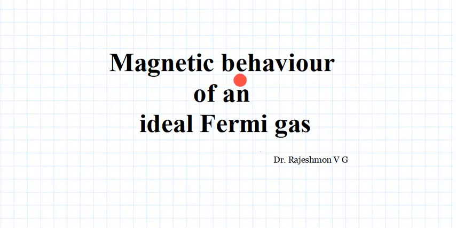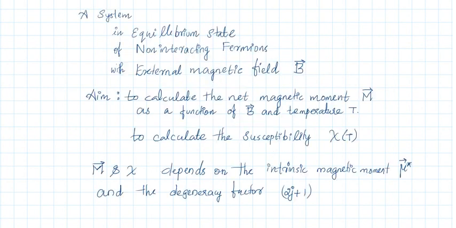In this lecture, we will discuss the magnetic behavior of an ideal Fermi gas. So, we will consider a system which is in an equilibrium state and which consists of non-interacting fermions, and the system we are considering is in the presence of an external magnetic field B. Our aim is to calculate the net magnetic moment M as a function of the external magnetic field B and temperature T of the system. Also to calculate the susceptibility chi of T.